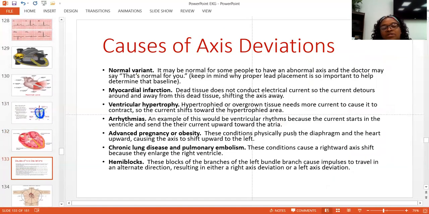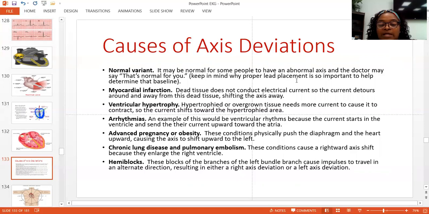Okay, so what are some of the causes of axis deviation? A normal variant. It may be normal for some people to have an abnormal axis, okay? And you may hear the doctor say that's normal for you. Because remember, we talked about everybody's body is different. We're all unique beings, and even though there are a lot of things in common, we also have many things that are uncommon or that are only unique to each individual person.